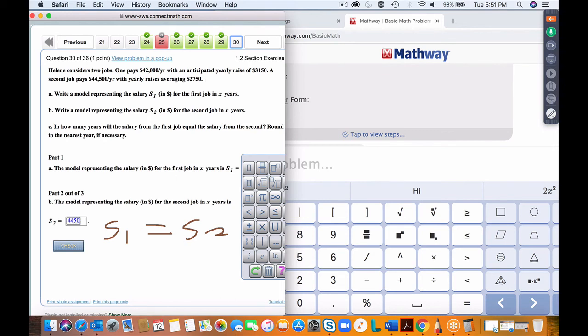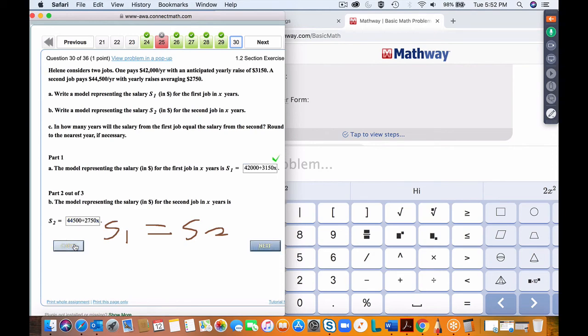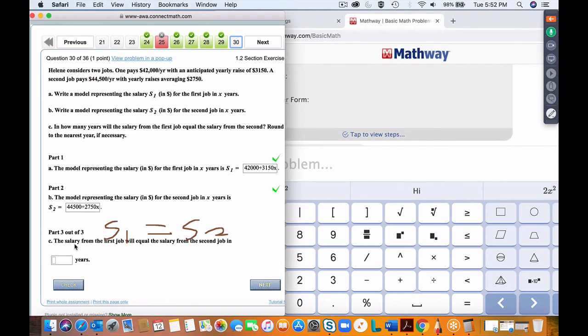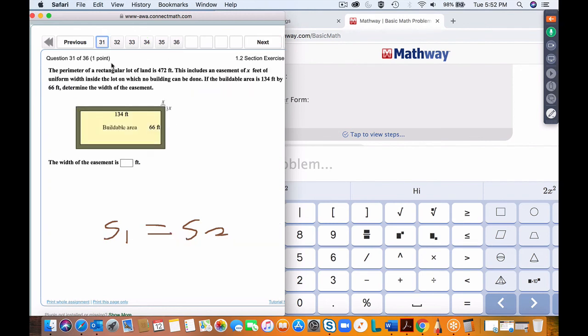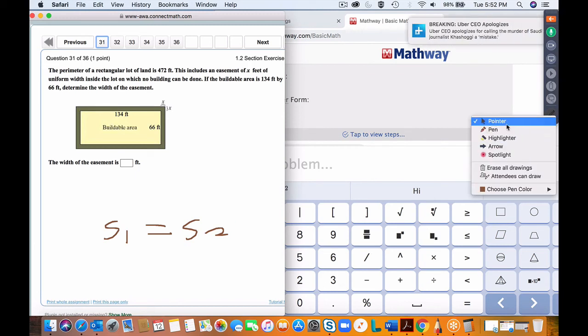for 500 plus 2,750x. Yeah, I forgot. This probably has 3 sections, so this is the one we say in 6 years. Yeah, we got it. And let me see if I can do the last but not least.